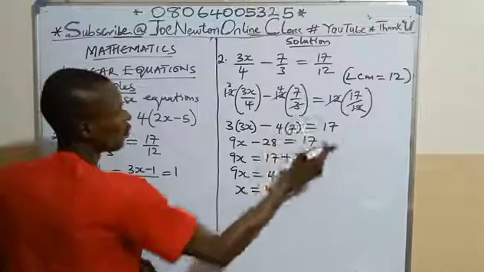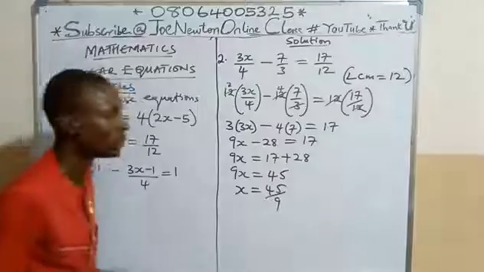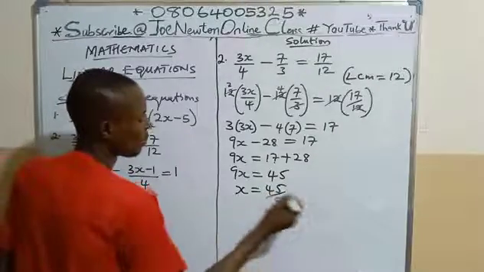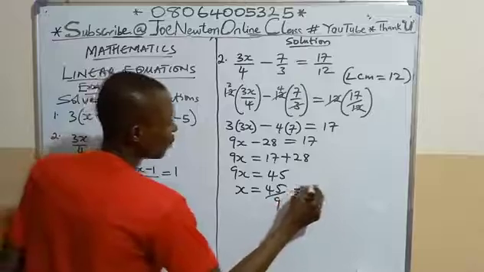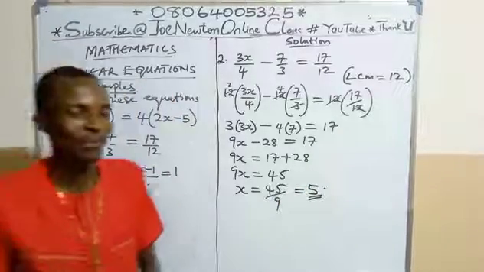So 17, this crossover becomes what? Plus. Then 17 plus 28, you have what? 45. So x, 45 divided by 9 is what? 5. Therefore, our answer is what? 5. That's the answer. So you see, it is very simple.